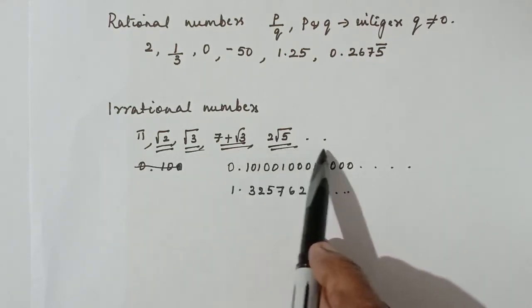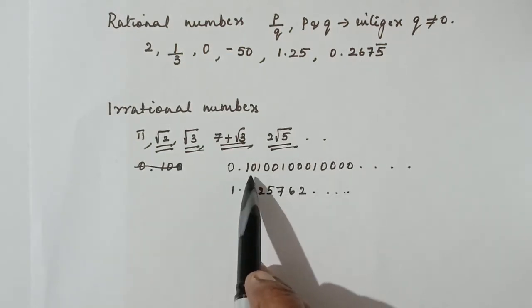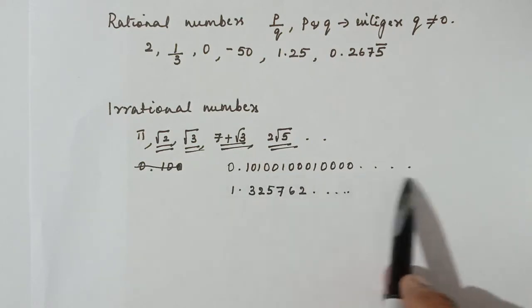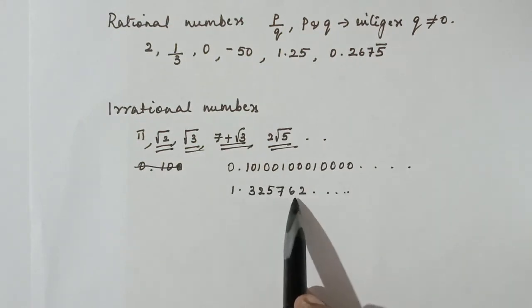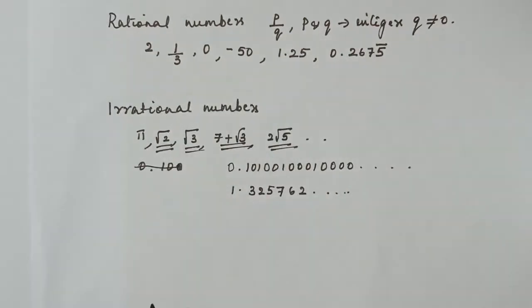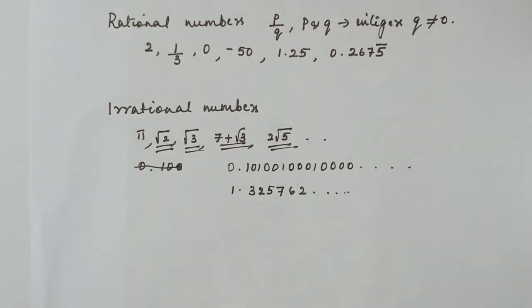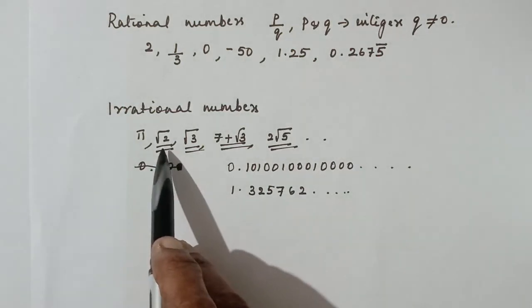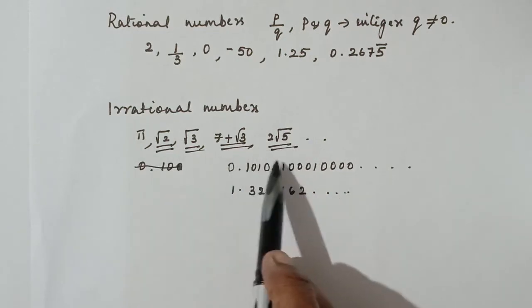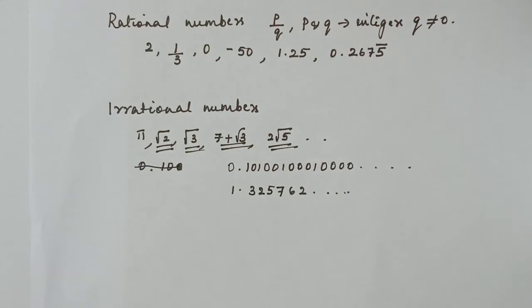Now here we will see some irrational numbers, that is pi, root 2, root 3, 7 plus root 3, 2 root 5, etc. And some other irrational numbers also, 0.10100, etc., 1.325762, etc. All these numbers are irrational numbers. That is, we won't be able to express them in the form p by q. And also, the decimal expansion of all these will be non-terminating, non-repeating.